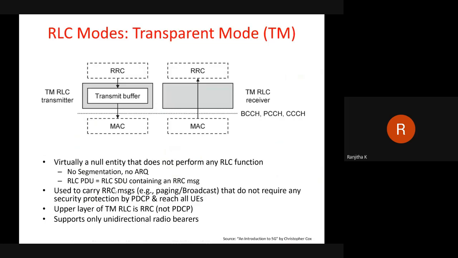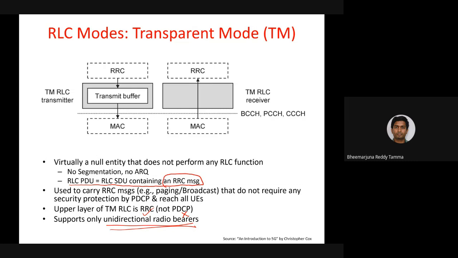Okay, whatever I was showing you earlier about the transparent mode is explained here. Transparent mode doesn't do anything. The RLC PDU is nothing but the RLC SDU containing an RRC message. It doesn't do segmentation, and it doesn't do ARQ. The upper layer for RLC TM mode is the RRC, not the PDCP, and it supports only unidirectional radio bearers.